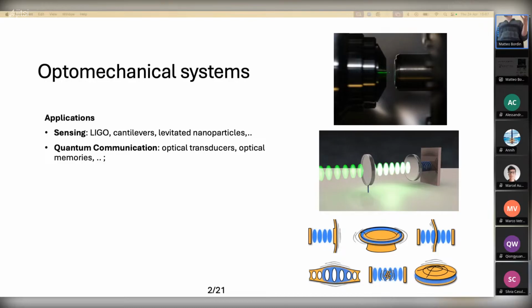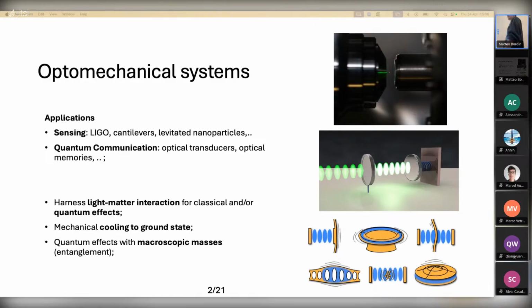They're also very useful for quantum communication because they are great optical transducers, so they can transduce from light reaching the cavity, at high frequency, to lower frequency, which is easier to work with. They can also work as optical memories, where the mechanical component can store the state of a photon and release the data later. So they have many applications, and there's a lot of interest in them.